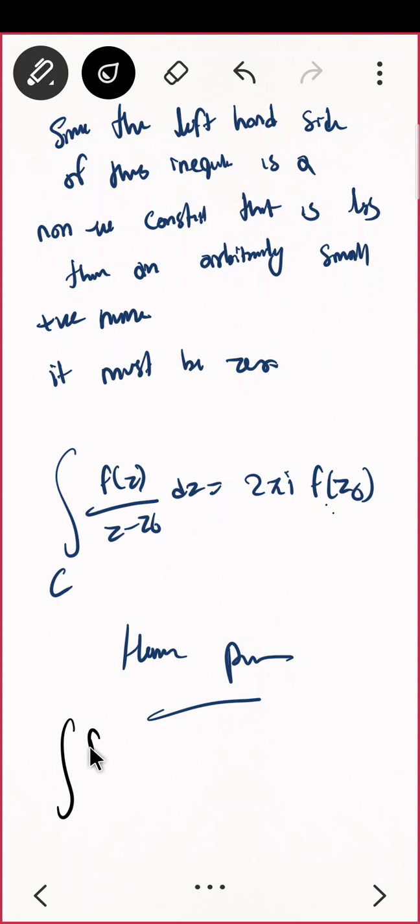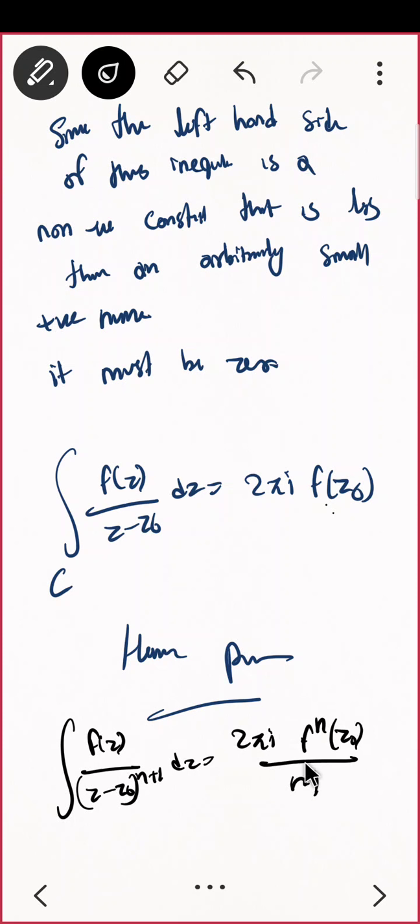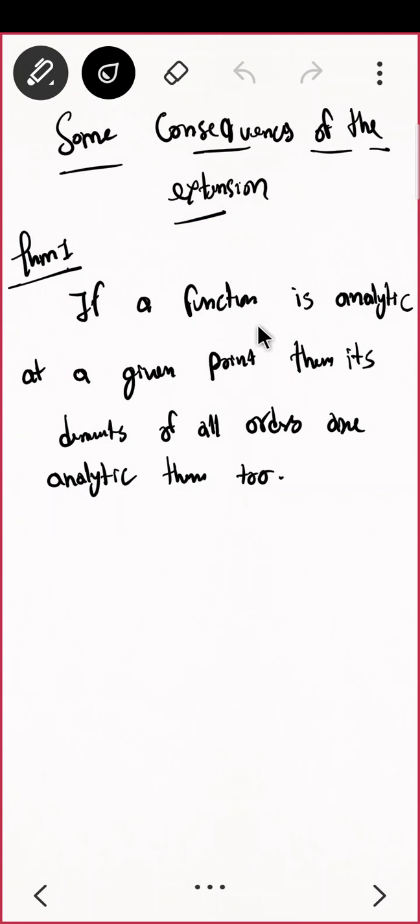That is integral f of z upon z minus z naught raised to n plus 1 dz, that is equal to 2 pi I f nth derivative upon n factorial. Do you see, first derivative, so I can get nth derivative of that. So this is what the theorem says. If a function is analytic at a given point, then its derivatives of all orders are analytic too. And you know how you can write that, correct? First derivative, second derivative, third derivative, everything you can write.